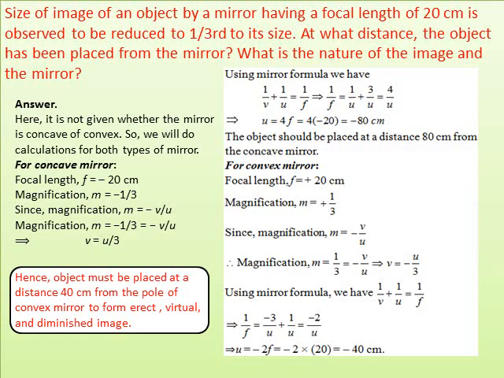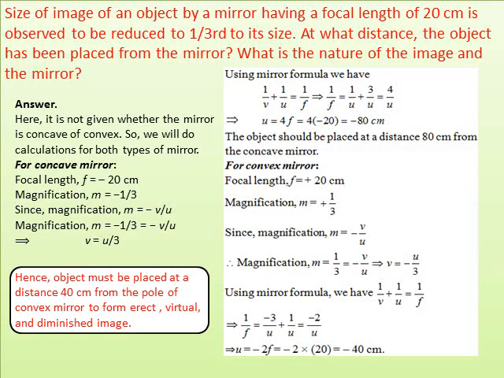From 1/3 we can say that the height of the image is reduced or diminished. If it were 3 times, it would be enlarged. Here it is given as 1/3, therefore the image is a diminished image. A diminished image can be formed both by a convex mirror and by a concave mirror, so we have to do it for both types of mirrors.